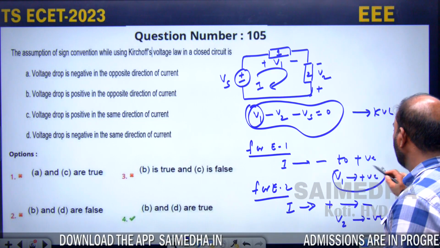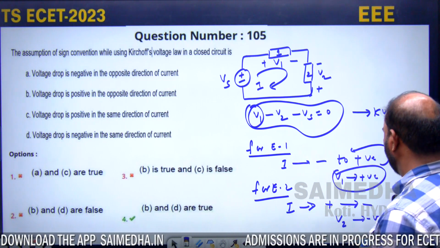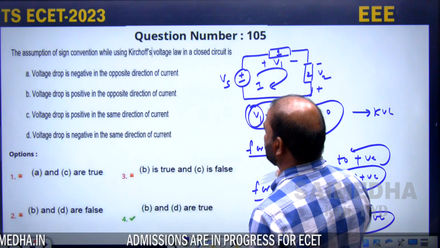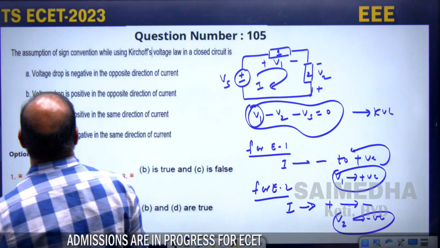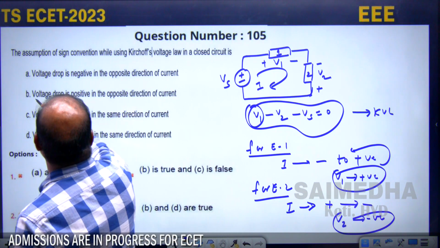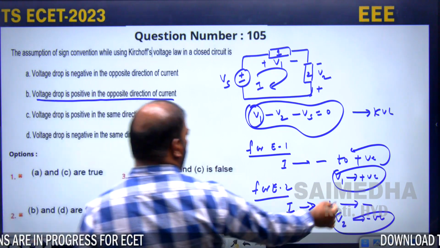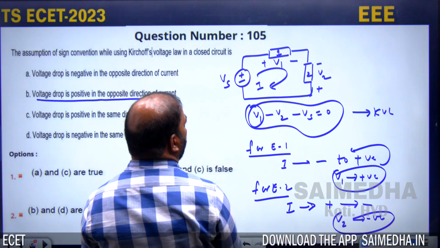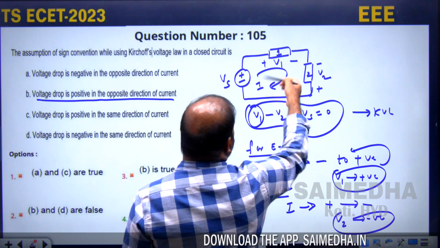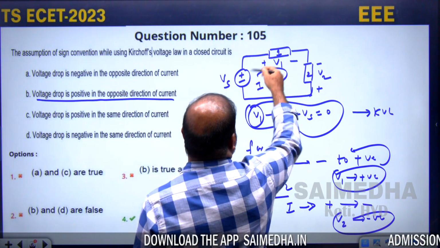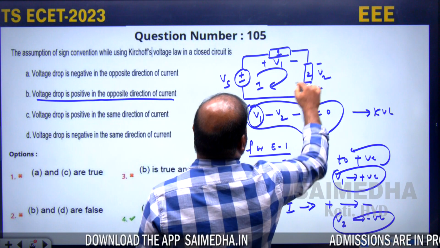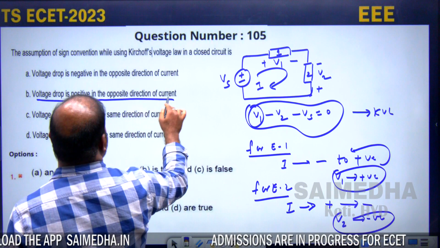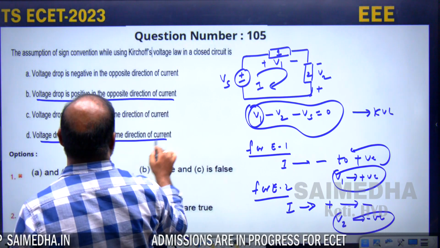Voltage drop is positive when the current is in the opposite direction, and voltage drop is negative in the same direction of the current. So you just observe the statement here. Voltage drop is positive in the opposite direction of the current. Here, current is flowing from negative to positive, which means it is the opposite direction of the current. In the same direction of the current, voltage drop is negative. So voltage drop is positive in the opposite direction of the current, and voltage drop is negative in the same direction of the current.